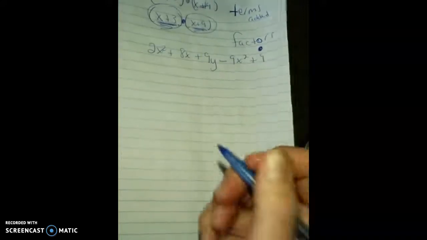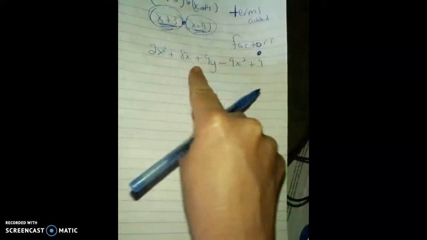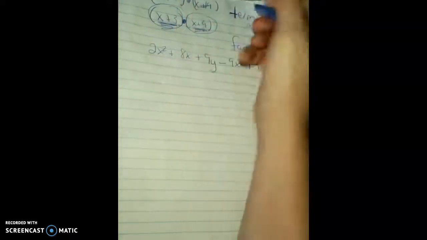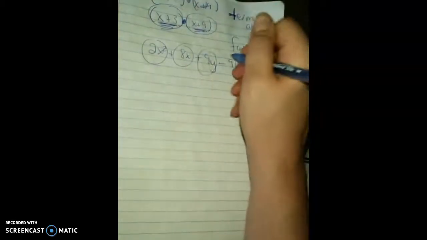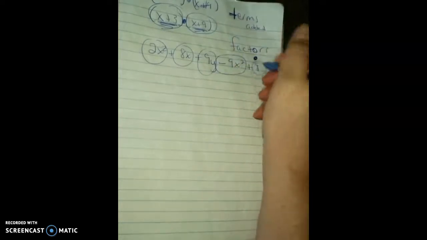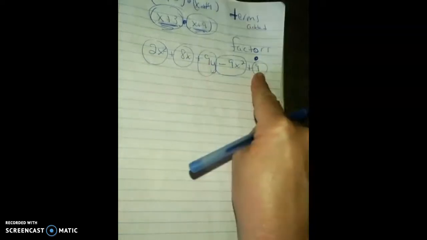All right, I'm back here. So on this thing right here, we have all these things. Every chunk that's being added is a term. So again, remember terms adding. So like this is a term, and the sign goes with it. So like positive 8x, positive 9y, negative 9x squared, and positive 9. So that negative, that minus goes into there as a negative. So these are all terms that are being added.